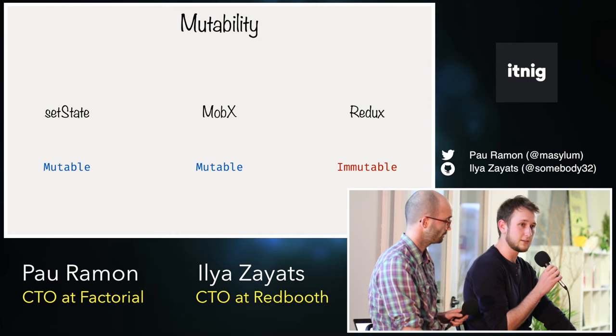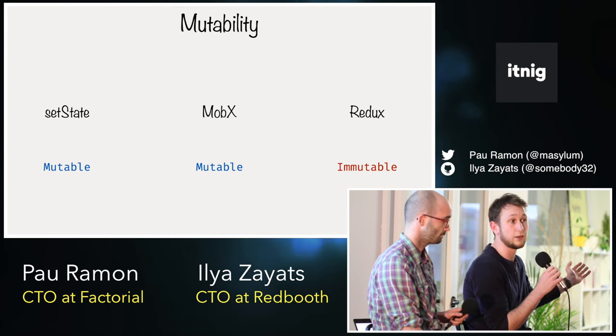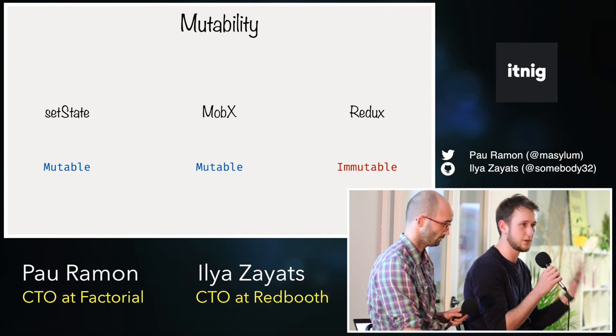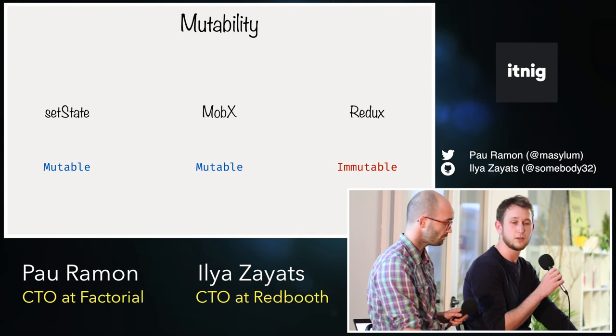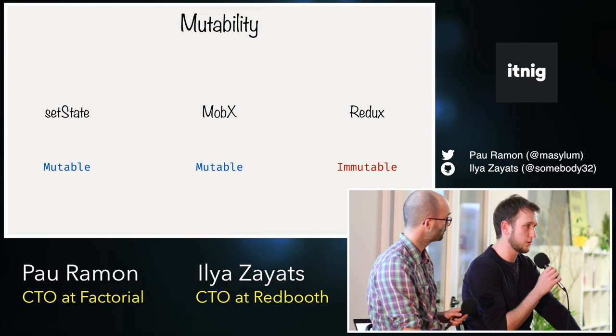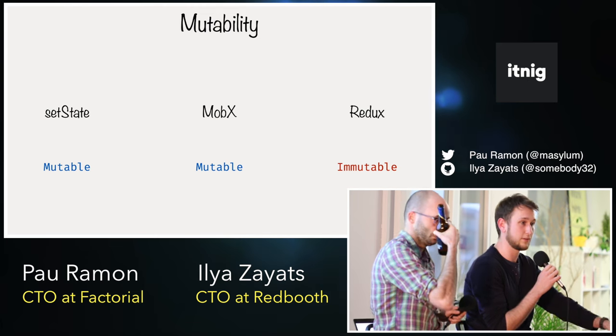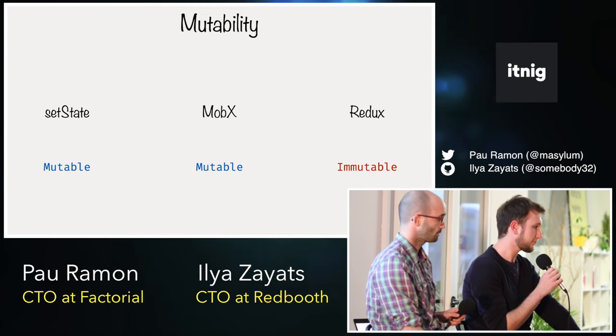The cool thing about immutability is that you can see the whole story of what happened with your data. You can do time travel debugging, whatever you want. All the debugger tools for Redux were really using this as a selling point.